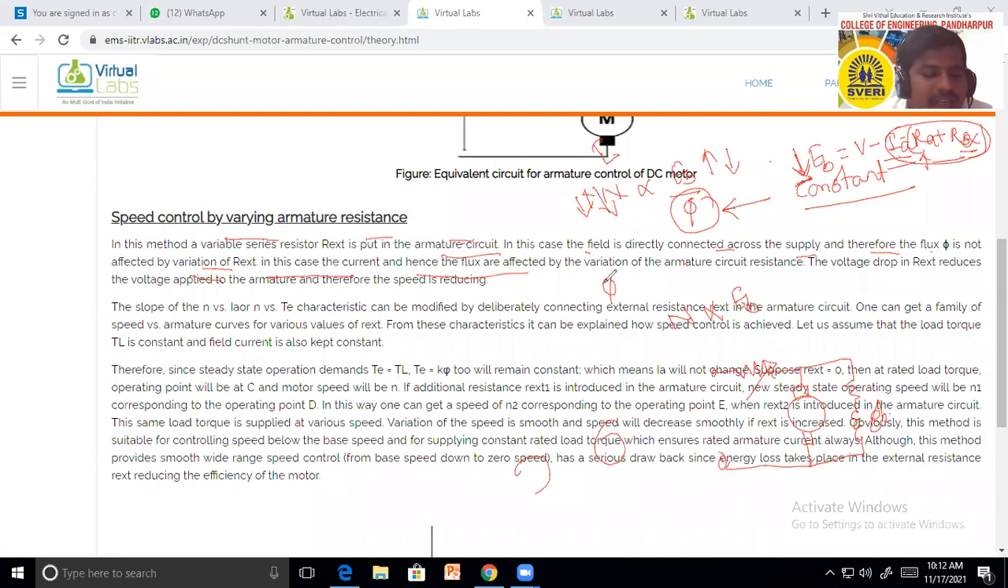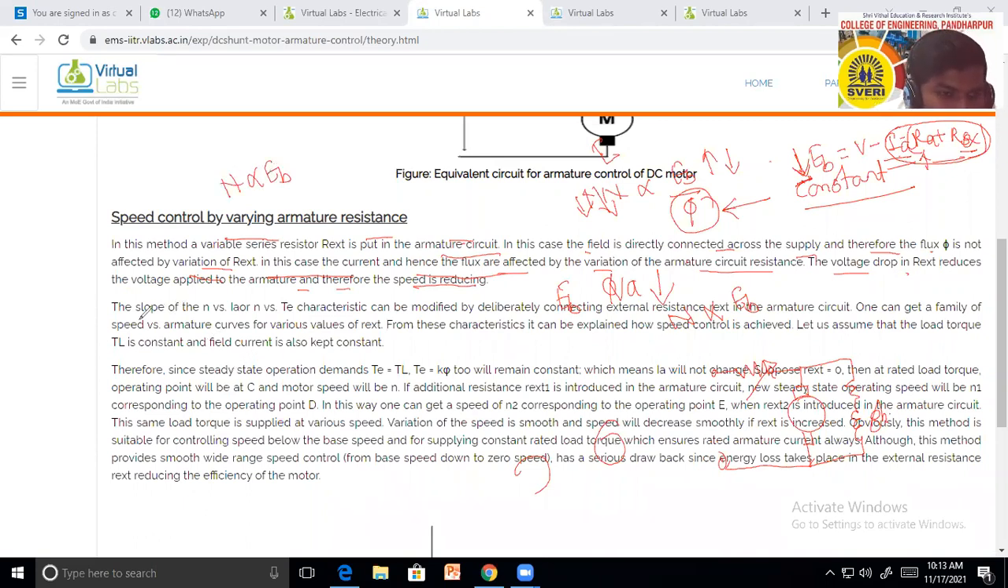R external can be varied, and the flux is kept constant. Hence the flux is not affected by the variation of armature circuit resistance. The voltage drop across R external reduces the voltage applied to the armature. Due to that voltage drop, the voltage generated in the armature, EB or it may be VA, will be reduced, and therefore the speed is reduced according to this equation: N is directly proportional to EB.